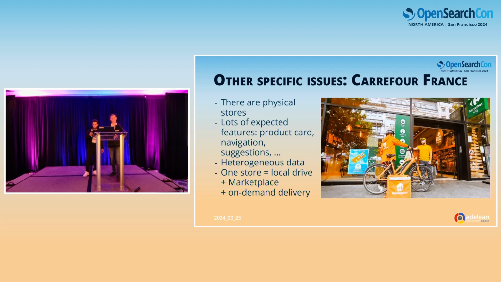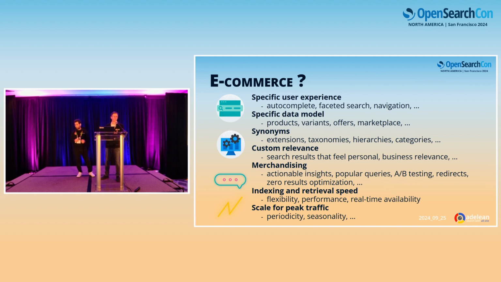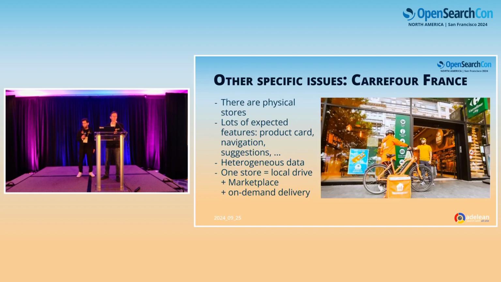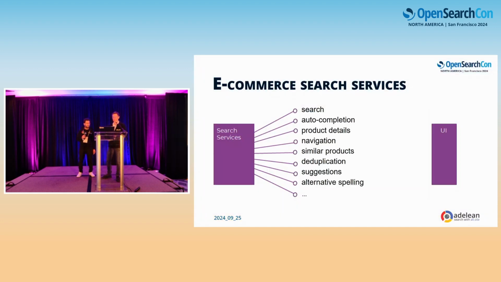There are a lot of specific needs for e-commerce, as you saw, and there are also some additional needs in specific use cases. So you have e-commerce and e-commerce. In this example, we have a customer that's in the retail business with groceries and all that. On top of these features that are needed for e-commerce in general, you might also have heterogeneous data, like in marketplaces, and physical stores that add some complexity on top of that.